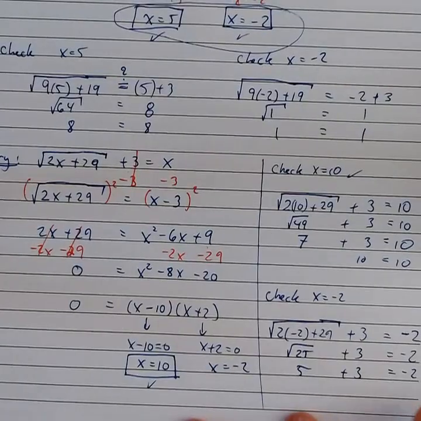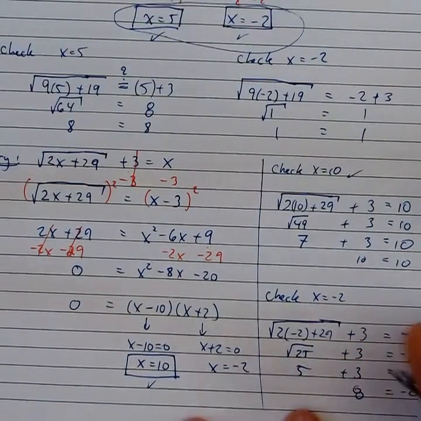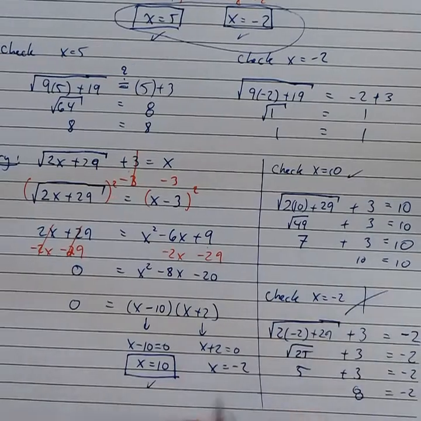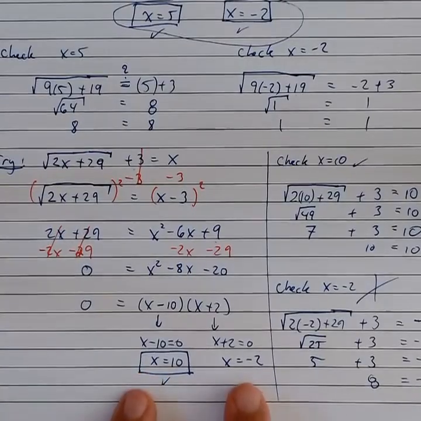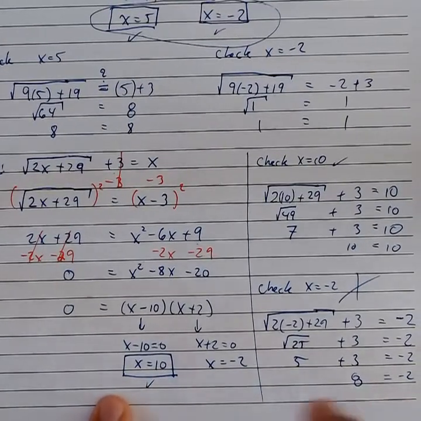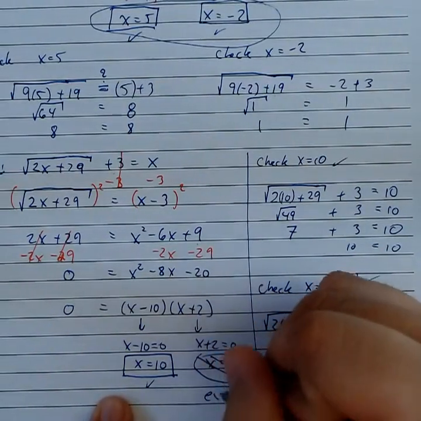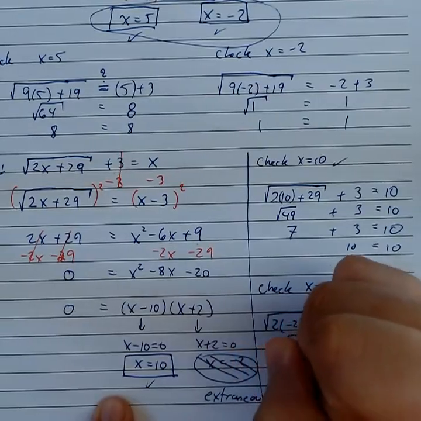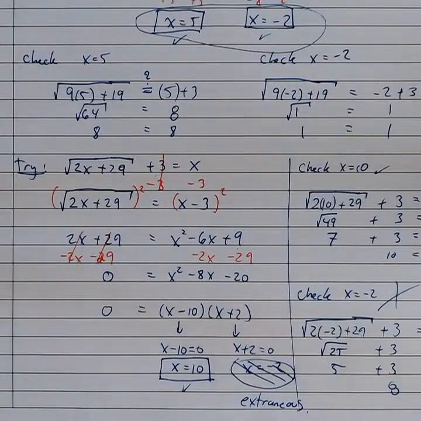And 5 plus 3 is not going to equal negative 2. So here, this one does not work out. Even though we had two possible solutions, it turns out x equals negative 2 is not valid. If you plug it in, you don't get an equation that's true. So this one is extraneous. That one's thrown out. And so our only actual solution is going to be x equals 10.